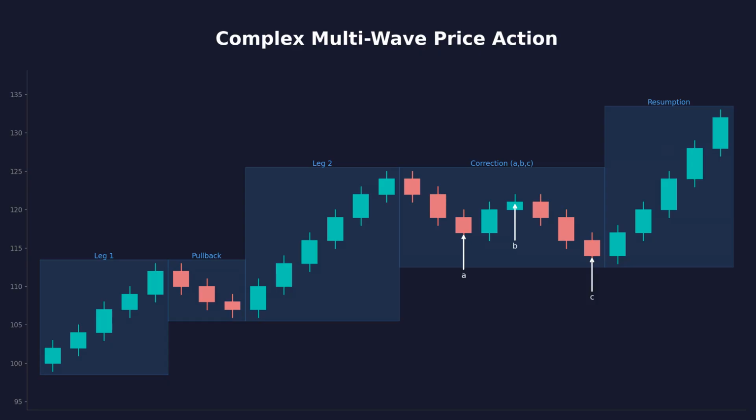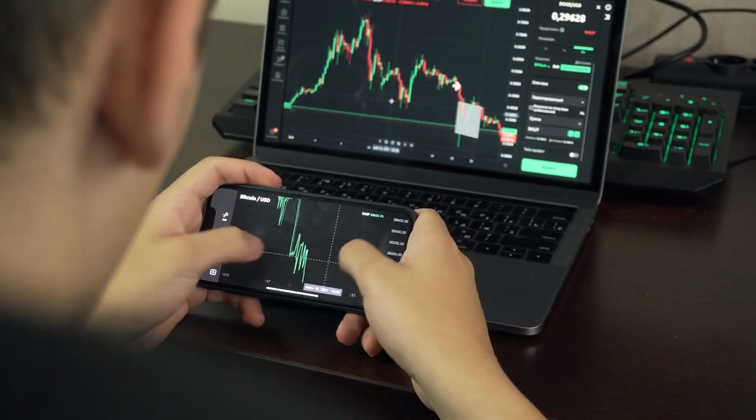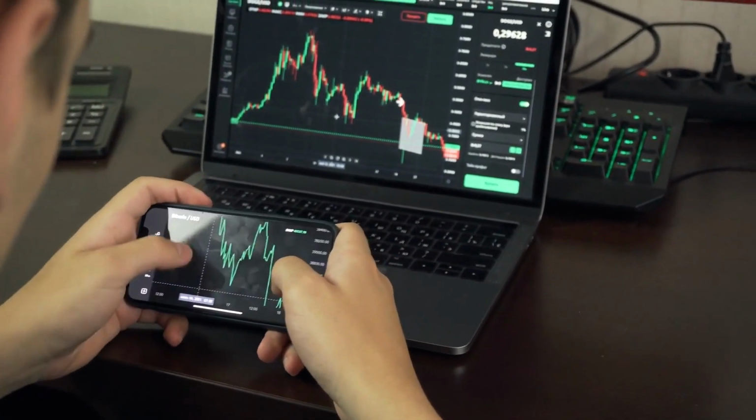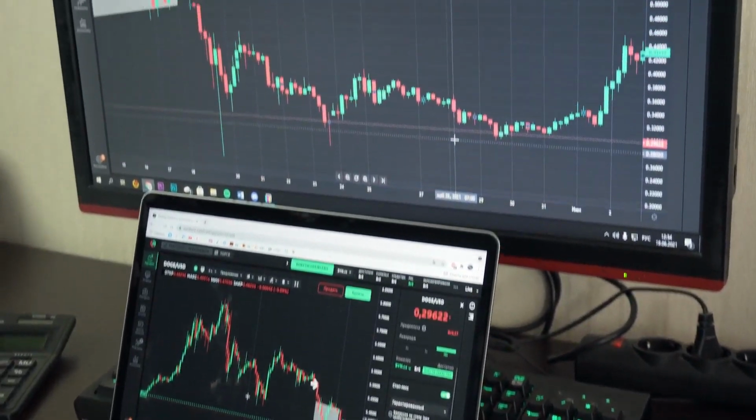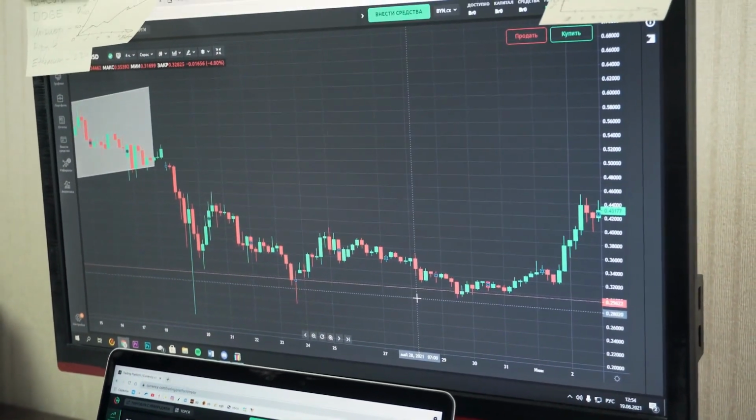Practice counting the legs. Look for the spike, then the channel. Look for the two legs of correction, ABC, within the channel. This rhythm is the heartbeat of the market. Start by identifying the major higher highs and lows, but refine your view by looking at the buying pressure within those moves. That is the Al Brooks edge.